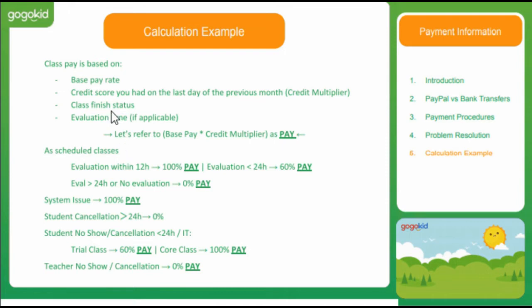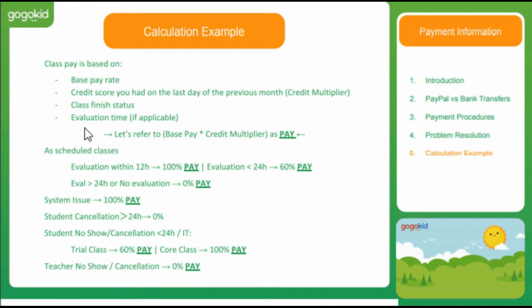Class pay is based on a few factors, namely your base pay, the credit score you had on the last day of the previous month. We'll call this your credit score multiplier, as your credit score determines a specific rate of payment, either 1 times for a credit score of up to 109 points, 1.1 times for a credit score from 110 to 119, and 1.25 times for a credit score of 120. The class finish status, and your evaluation time if applicable.